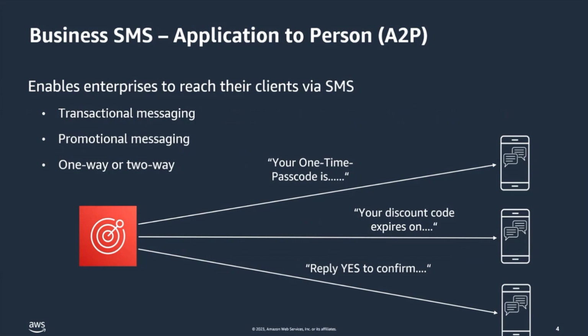When we talk about business SMS, it's also known as application to person SMS or A2P. This is what enables enterprises to reach their clients via SMS. Typically, it's broken down into two main categories. The first one being transactional messaging. This is your one-time passcodes or delivery notifications, perhaps appointment reminders or payment confirmations. Secondly, there's promotional messaging. This could be discount codes or abandoned shopping cart notifications, any sort of marketing use cases that are sent via SMS.